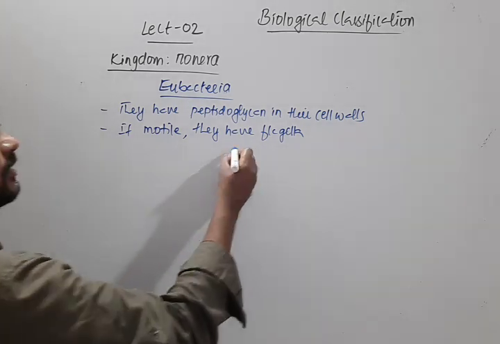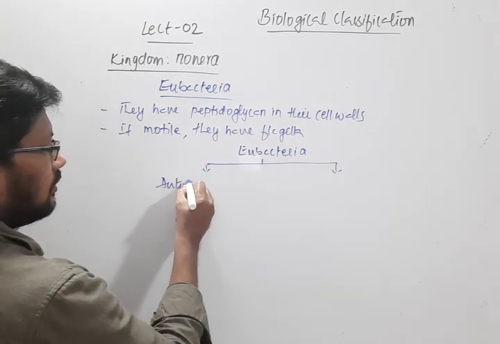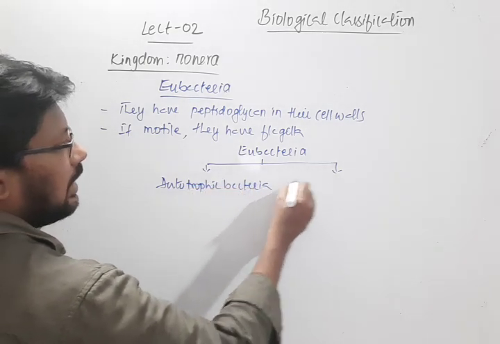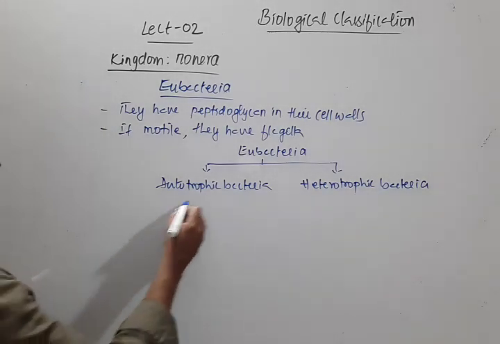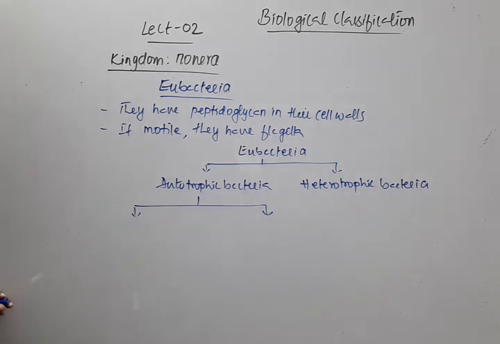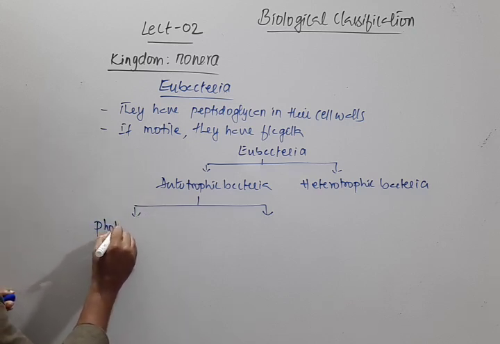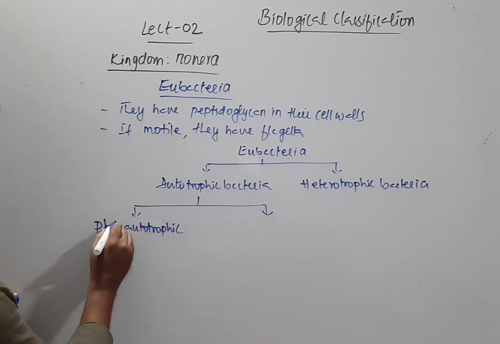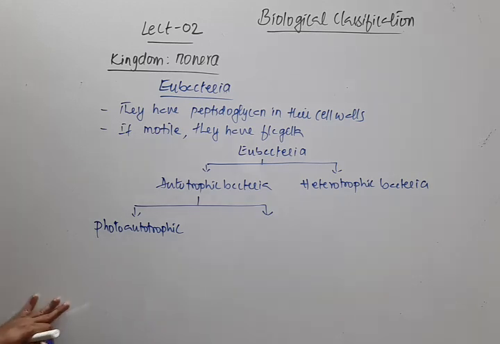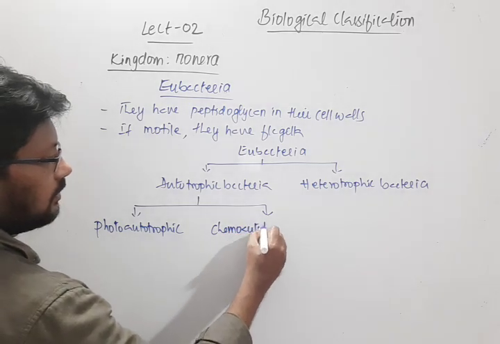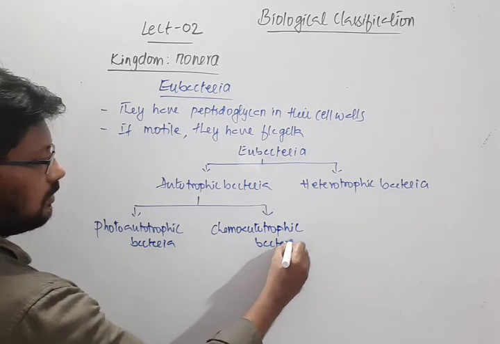And this eubacteria, we'll see, is classified into autotrophic bacteria and heterotrophic bacteria. Under the autotrophic bacteria, we have two different categories depending on the source of energy. One is photoautotrophic, which tells us the source of energy will be light. And the next one, chemoautotrophic. So photoautotrophic bacteria and chemoautotrophic bacteria.